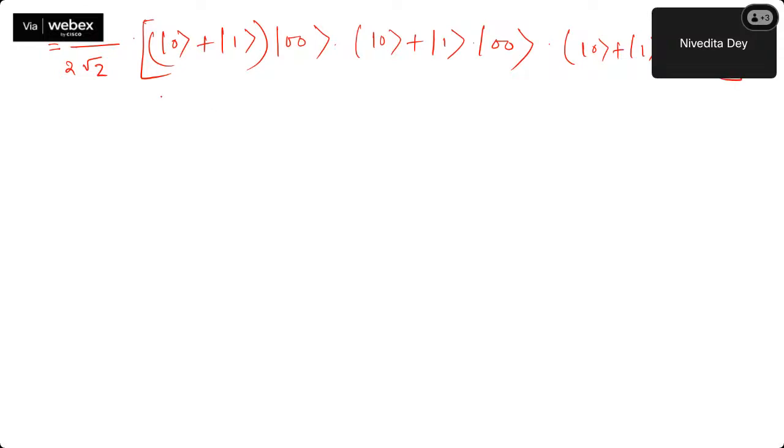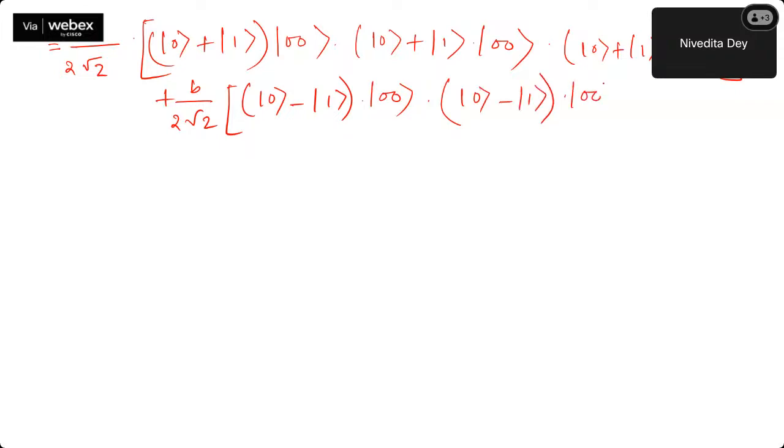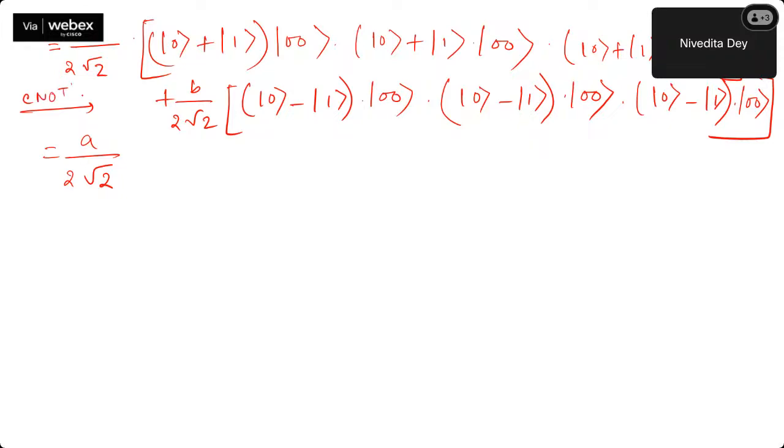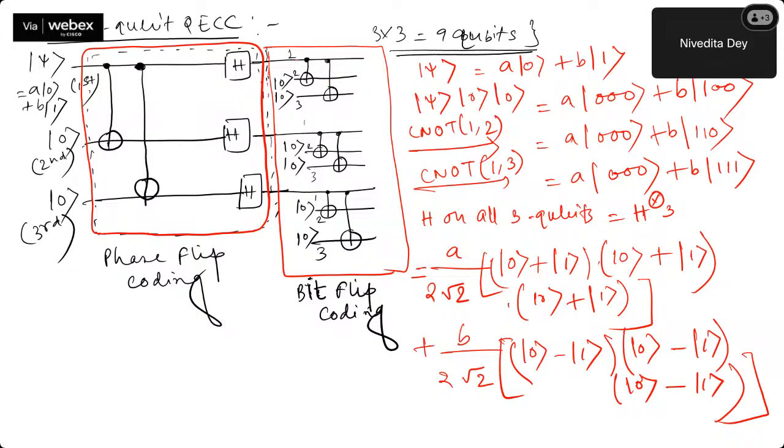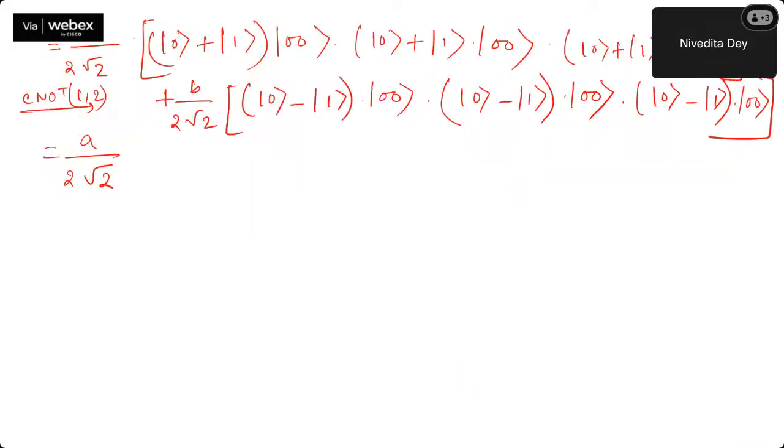If I take it, it will be like this times b by 2 root 2. The similar thing will happen: (|0> minus |1>) |0,0>, (|0> minus |1>) |0,0>, and (|0> minus |1>) |0,0>. So this one will be a by 2 root 2. Just multiply it once, or do the NOT directly. On application of, let me write, C-NOT 1,2 for each of them, and this is C-NOT 1,3. I'm applying two operations together, 1,3.